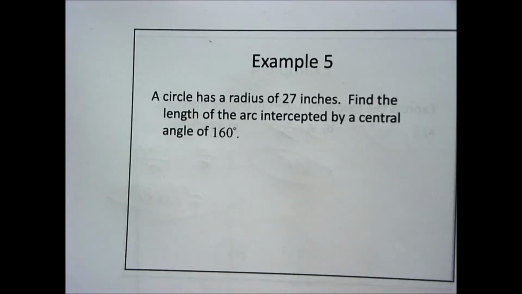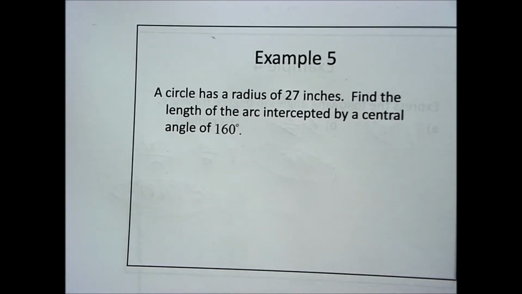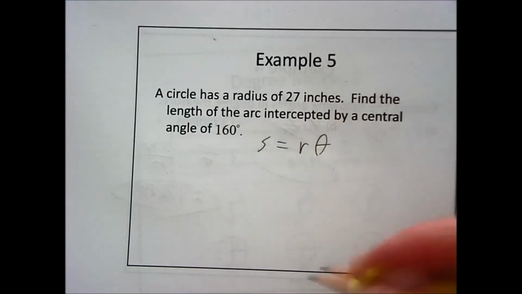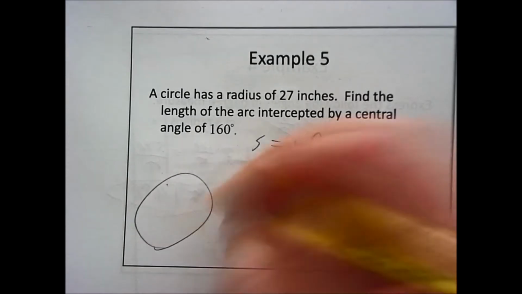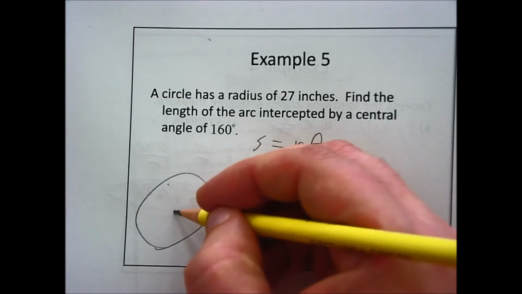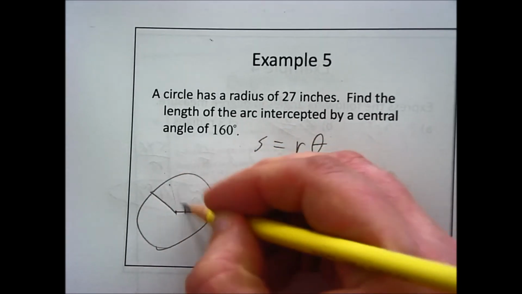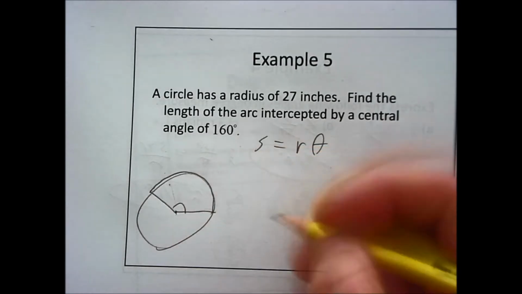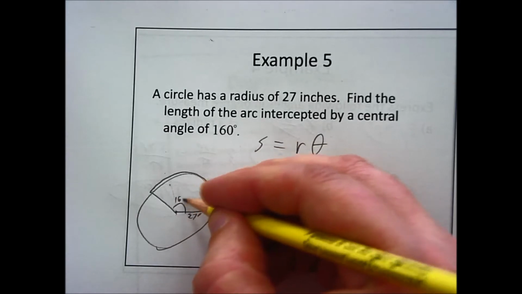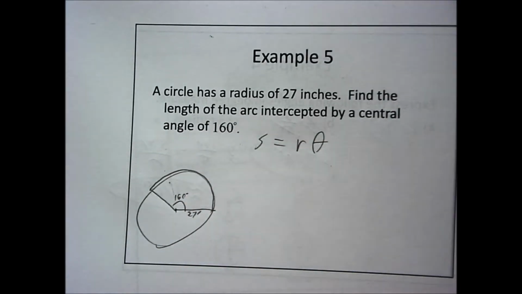So, if I have a circle that has a radius that's bigger than that, in other words, a circle with a radius of 27 inches, and I want the length of the arc intercepted by a central angle of 160 degrees, I'm going to use S equals R theta, and I'm just going to mentally pretend it's a circle. Over here is your initial side, your terminal side is going to be 160, which is about here. So what they're asking is how long is this arc when the radius is 27 inches? You have 160 degrees and 27 inches. So you just multiply these values together.